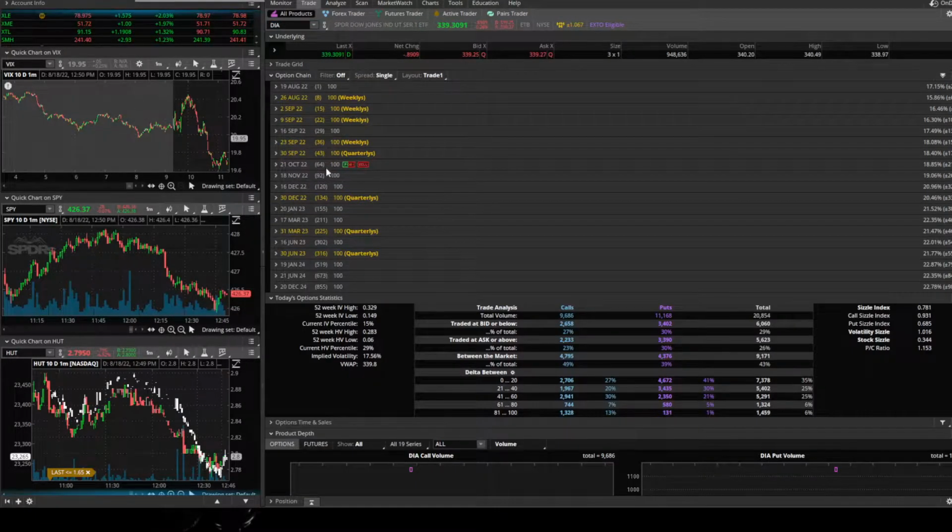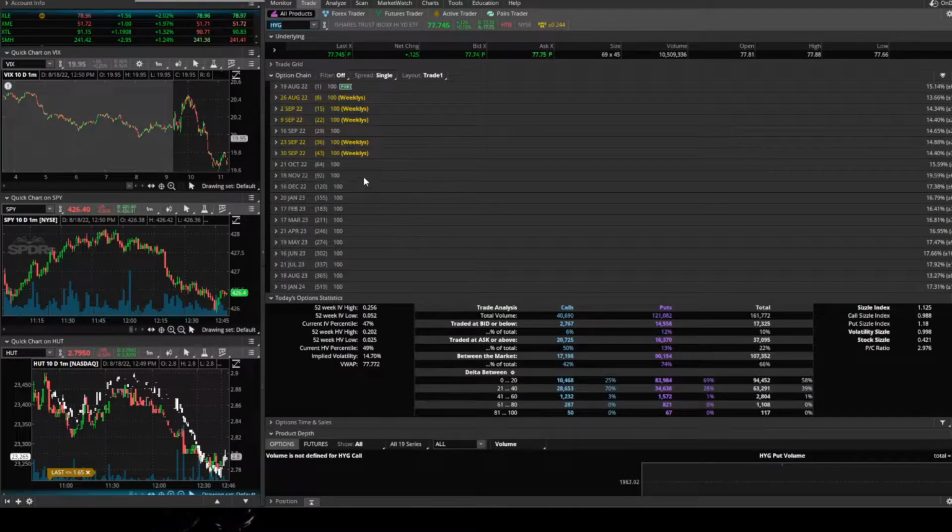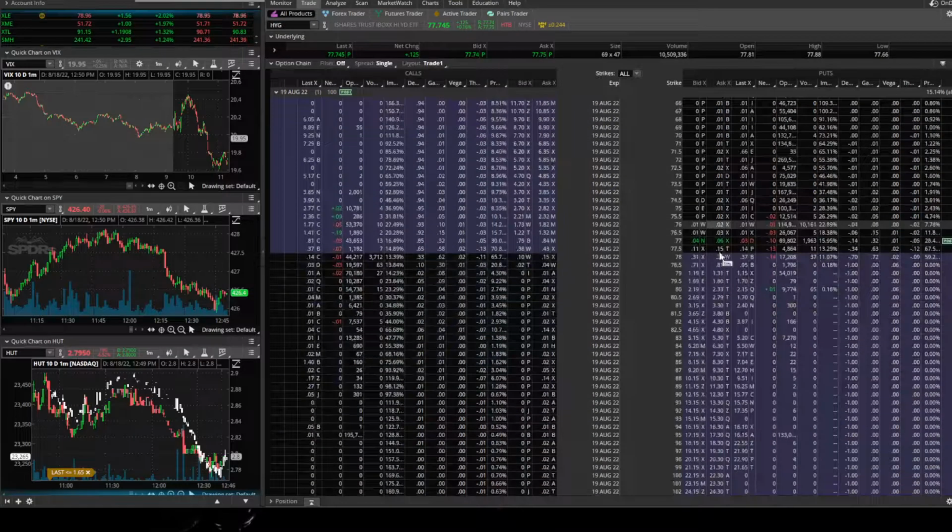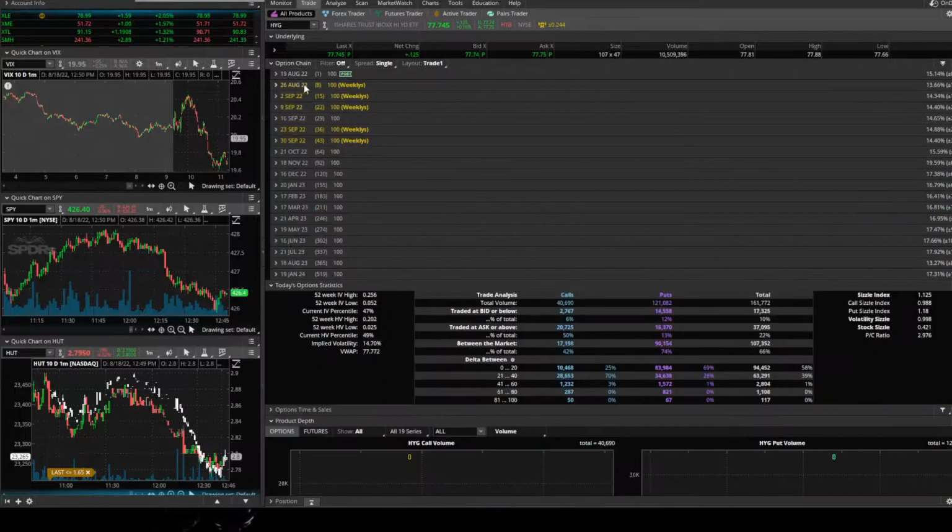Oh, I took on a lotto yesterday. I took on an HYG lotto, which I still have, which is probably going to go to zero. But who knows, right? Who knows? We'll see what happens. Okay? So no changes except for that lotto. All right? So there you go.